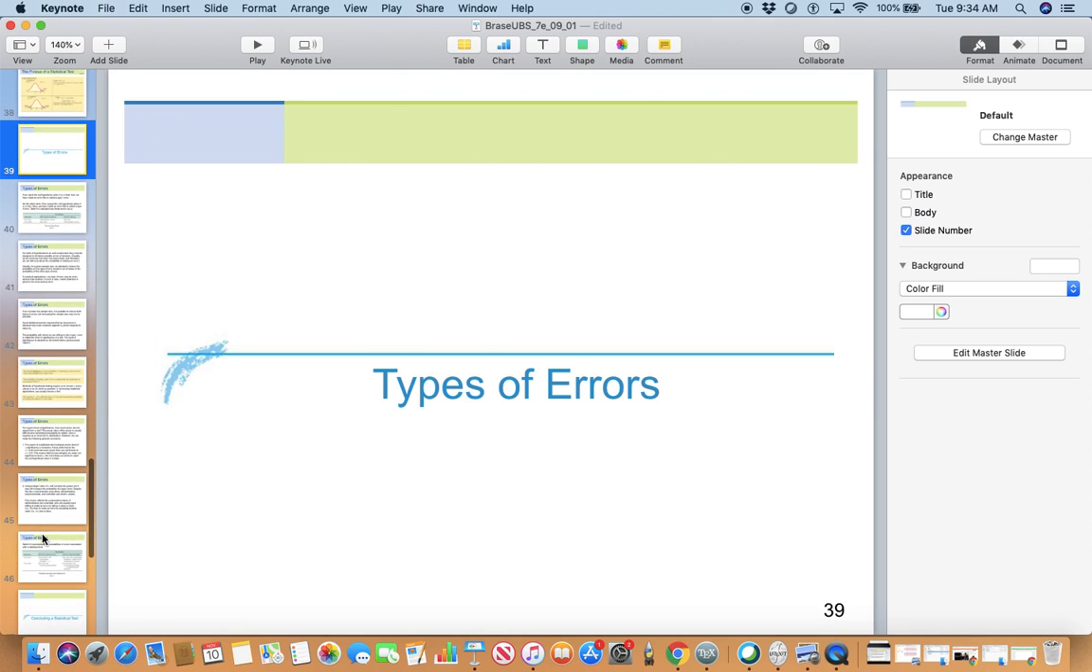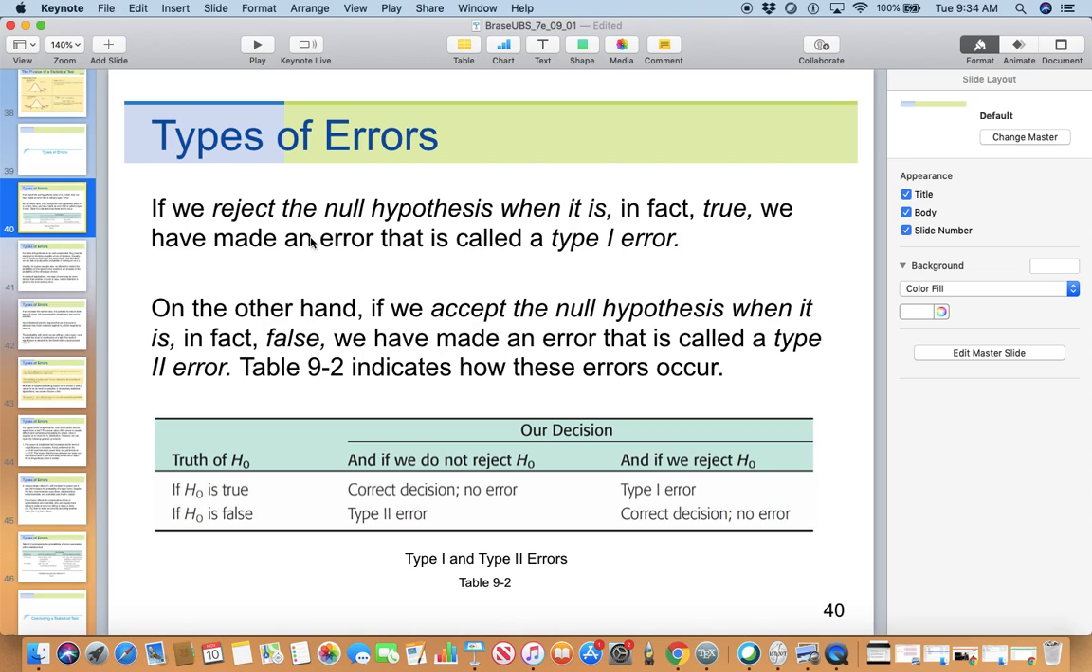Types of errors. If we reject the null hypothesis when it is in fact true, so the null hypothesis was true but we rejected it anyway, then we have made an error. And that error is called type 1 error. On the other hand, if we accept the null hypothesis when it is in fact false, we have made an error. That is called type 2 error.